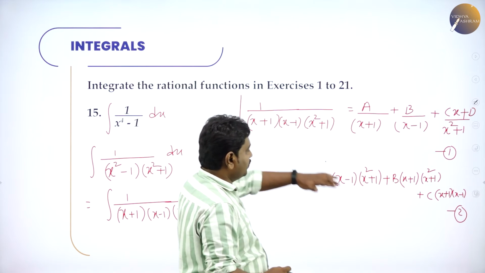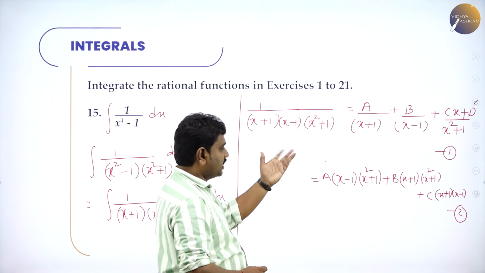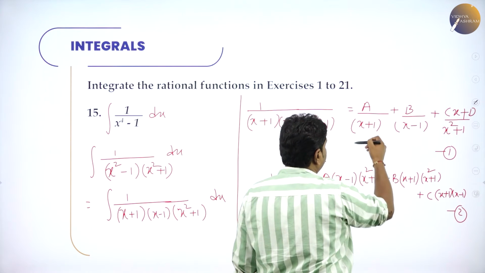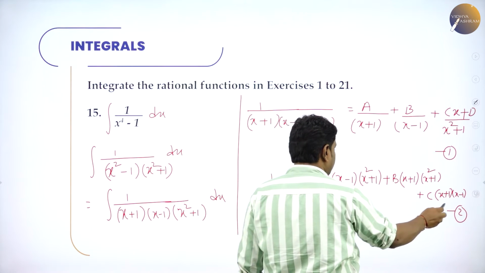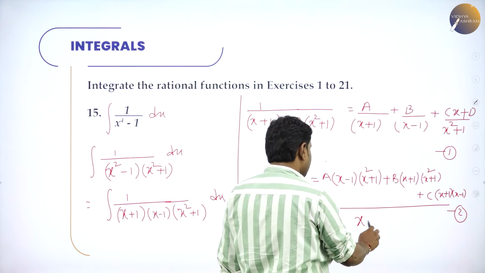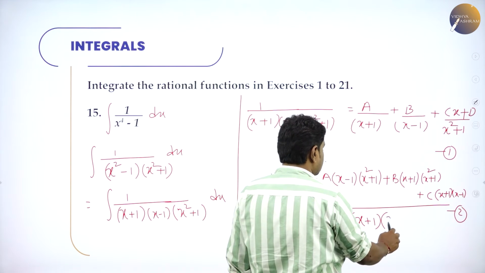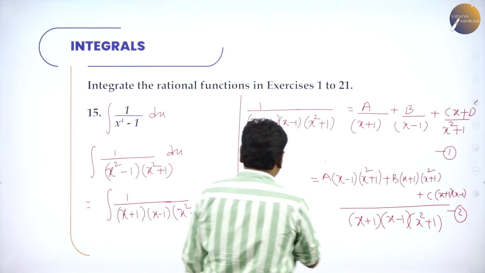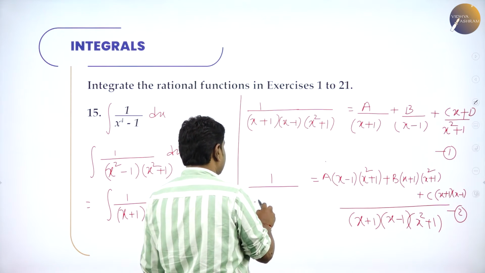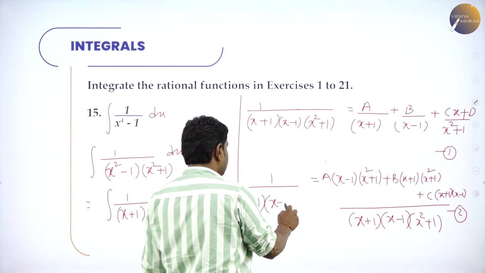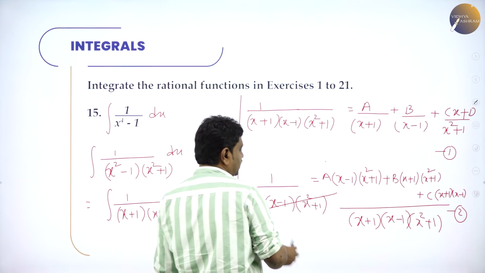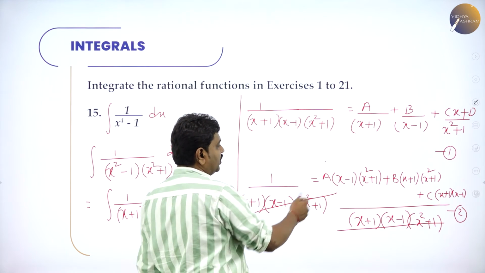So if I take LCM, the LCM will be same like the last problem. So the numerator is this. For this numerator, one more step you can take the LCM. What is the LCM? x plus 1, x minus 1, x square plus 1. LHS also 1 divided by x plus 1, x minus 1, x square plus 1. So now this is the idea behind the problem.